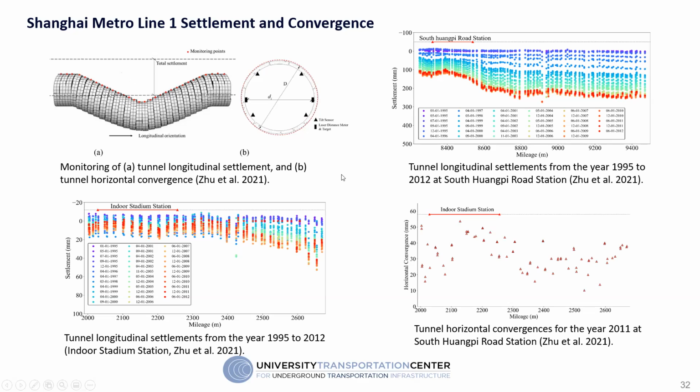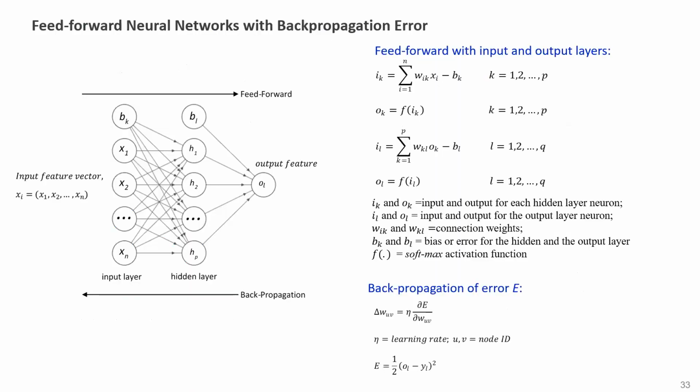There were several measurements in three train stations. Typical examples are here for about maybe 10 kilometers. There are also a few instances of horizontal convergence measurements along the tunnel at one station. So again, the problem is, can we use early measurements to predict the settlement and the convergence along the tunnel line using machine learning?